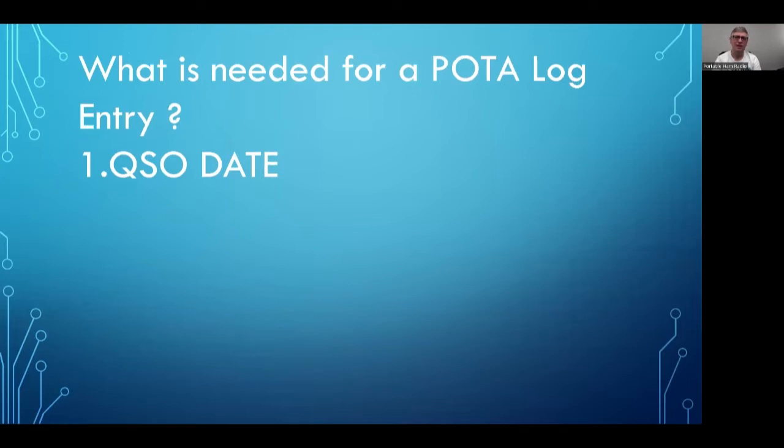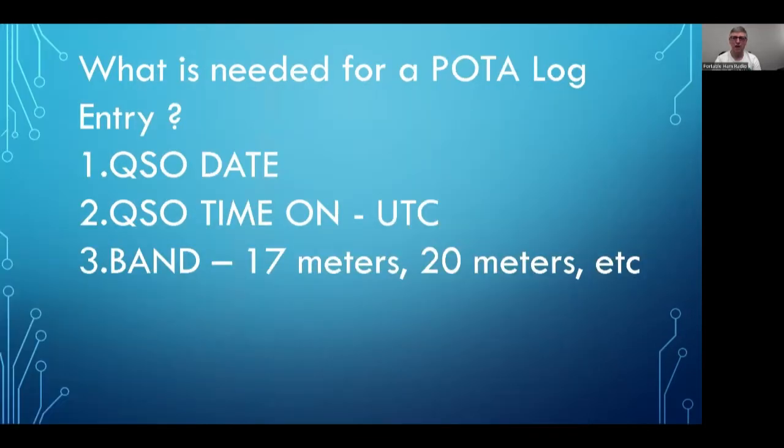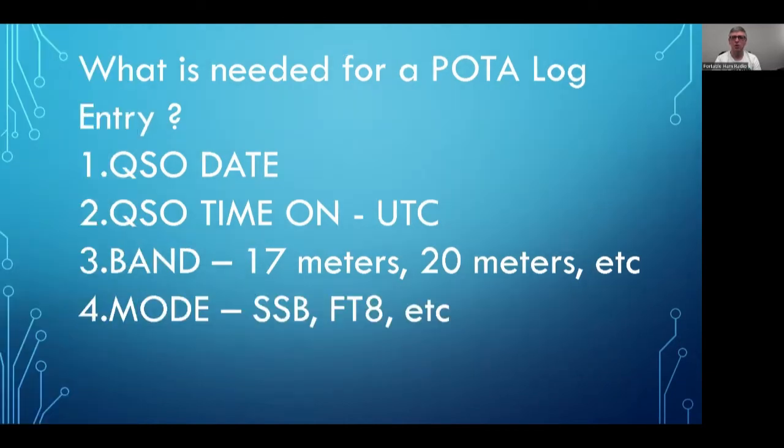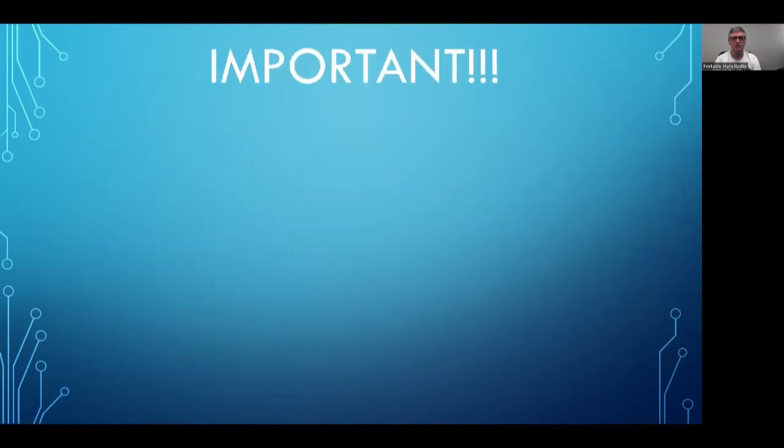Well, the first thing you need is a QSO date. The next thing you need is a QSO time that you got started with the QSO, and that needs to be in UTC. Next, you need to know what band, 17, 20 meters, etc. The next one you need is a mode, single sideband, FT8, etc. Next, you need your call sign. That's really important. Who are you talking to? And finally, you need some exchange, like the signal sent report, or signal strength, or received and sent signal strength, or contest exchange.